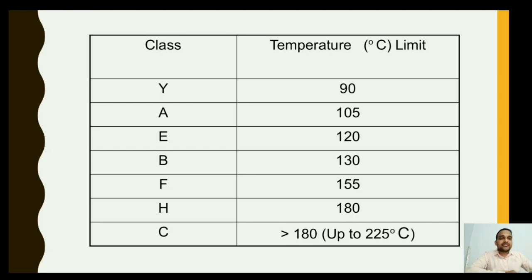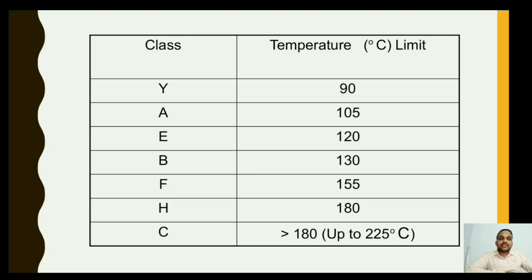Now coming towards the temperature degree Celsius limit, that is the column number 2. So for the Y that is 90 degrees Celsius, and respectively the temperature is getting increased for the respective class, okay, YAEBFHC, you are engineer but Ferruccio has company, okay. So see, as you can see the pattern, that is 90, 105, 120, 130, 155, 180 and up to 225 degrees Celsius. So the pattern I have noticed here is, from 90 to 105 it is a difference of 15 degrees Celsius, again from 105 to 120 it is again a 15 degrees Celsius difference, okay.